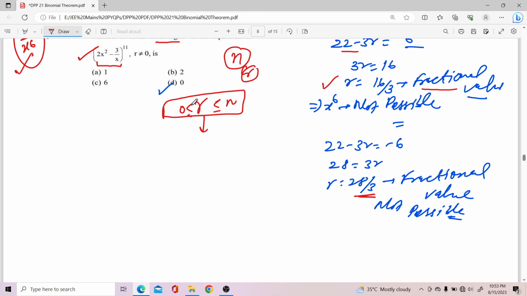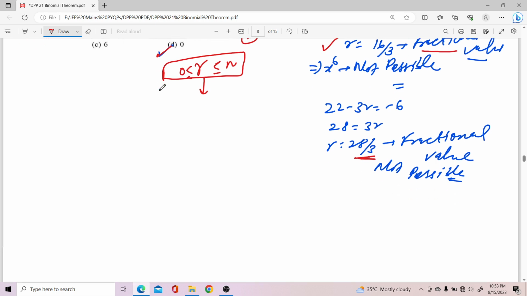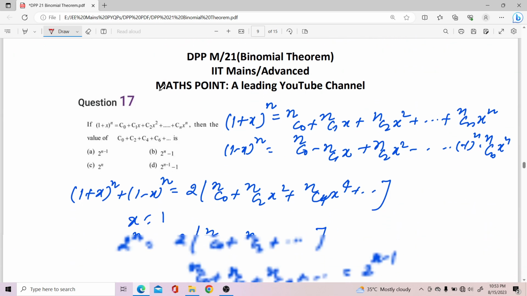Because r can be 0 and 0 is not positive, right? So there is no term which is involving x raised to 6, so D is the right answer. So let us move to question number 17.